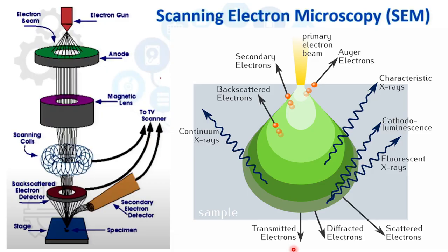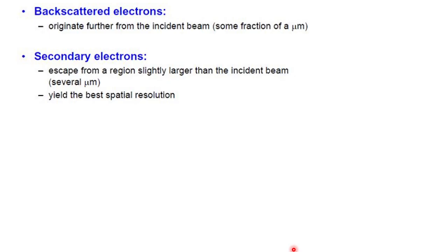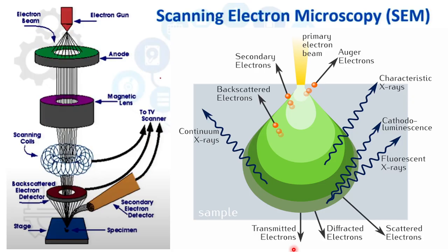Now, which electron you are detecting is very important. If you are detecting the transmitted electron, then it is called TEM, transmitted electron microscope. If you are detecting the backscattered electron, it is possible through SEM. Sometimes there is Auger electron microscopy, where the Auger electron is detected, and that is called Auger electron microscopy.